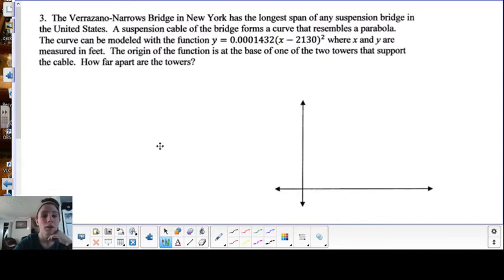Okay. So the Narrows Bridge in New York has the longest span of any suspension bridge in the United States. A suspension cable of the bridge forms a curve that represents a parabola. The curve can be modeled with the function right in front of you, where x and y are measured in feet. The origin of the function is at the base of one of the 2 towers that supports the cables. How far apart are the towers?